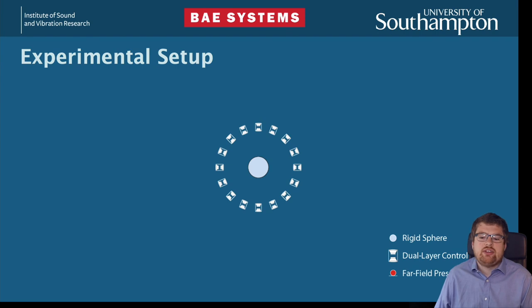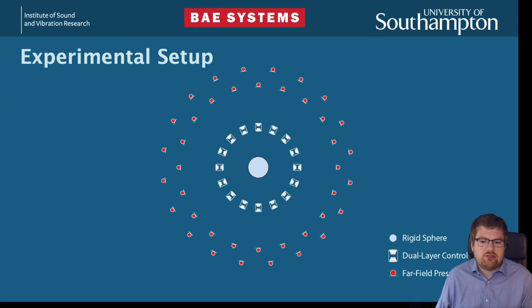This will be surrounded by 16 dual layer sources, which will be used by the controller to minimise the scattering. Each source consists of a pair of loudspeakers, one pointing radially in and one radially out. This allows us to control the near field and the far field of the scattering object. We'll surround this by an array of 40 far field pressure microphones.